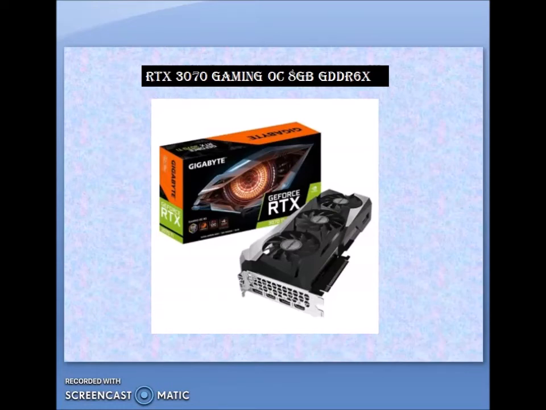This graphic card I would use in my personal computer for the simple fact that the price is good and it will be compatible with my computer.